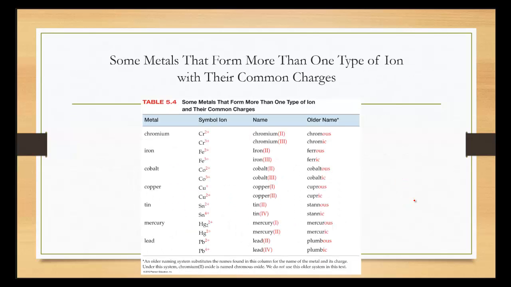So here is a list of transition metals that have multiple charges. Sometimes they have a common name to coincide with the Roman numeral. For instance, Cr2+ versus Cr3+, chromium 2 versus chromium 3. Chromium 2 is chromous, while chromium 3 is chromic. Iron 2 versus iron 3. Iron 2 is ferrous, while iron 3 is ferric. It might help to know the difference between these two.